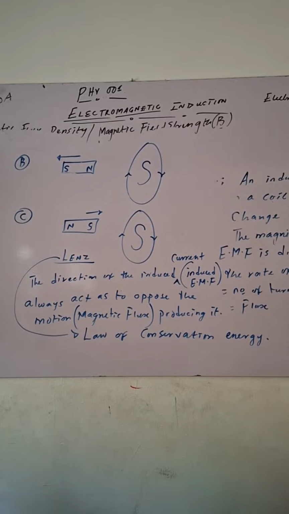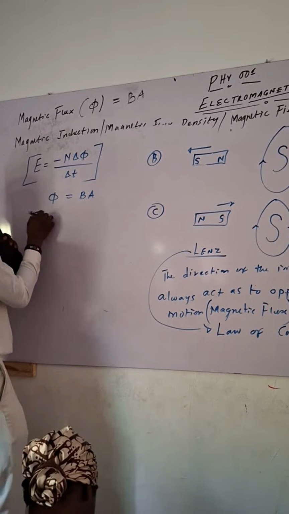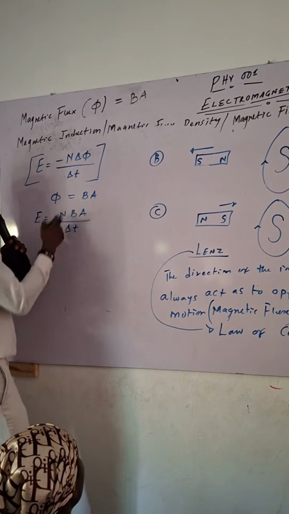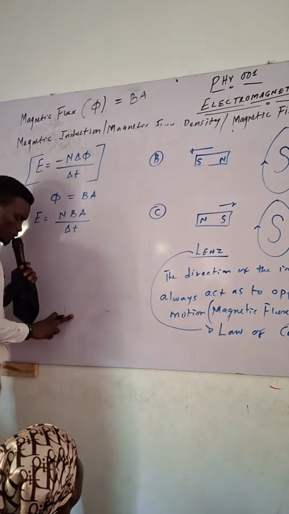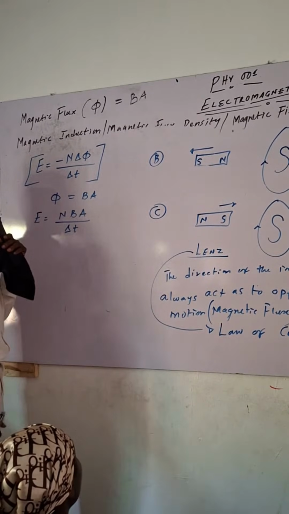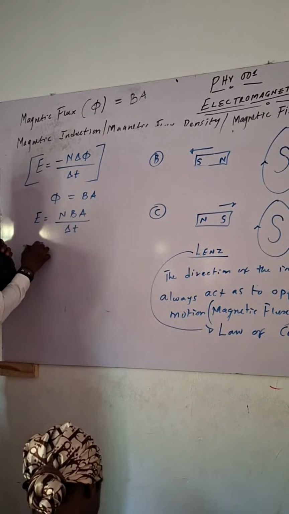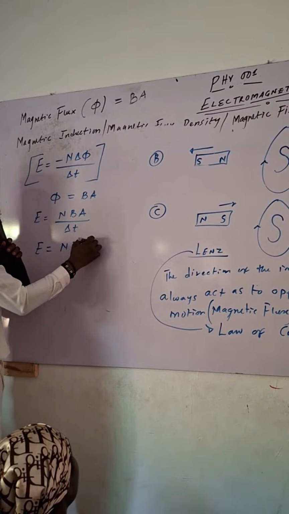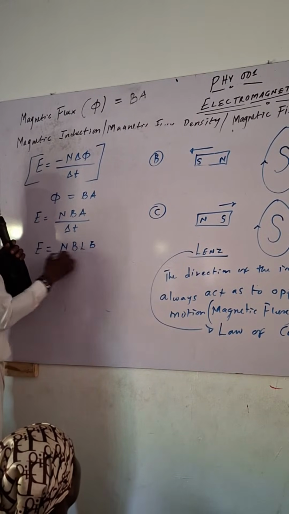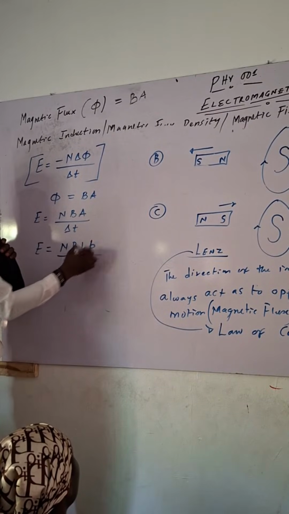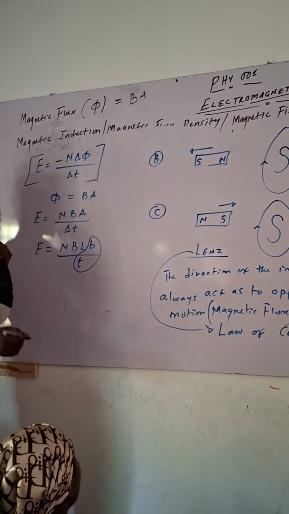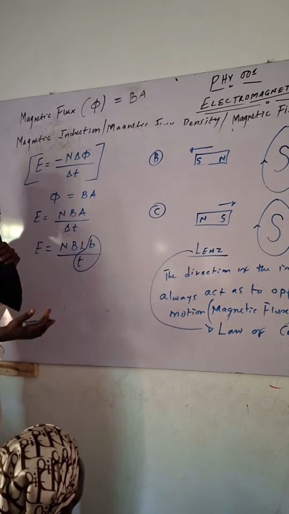Now, you remember that flux is equal to BA, right? And E is going to be equal to N d(BA) over dt. It can be changing B or A. Now, area can be length times breadth, right? So depending on the coil, there are a lot of things that can change. I can say N B L, breadth over time. Abi? Now, breadth over time is just like saying distance over time, and that's velocity.